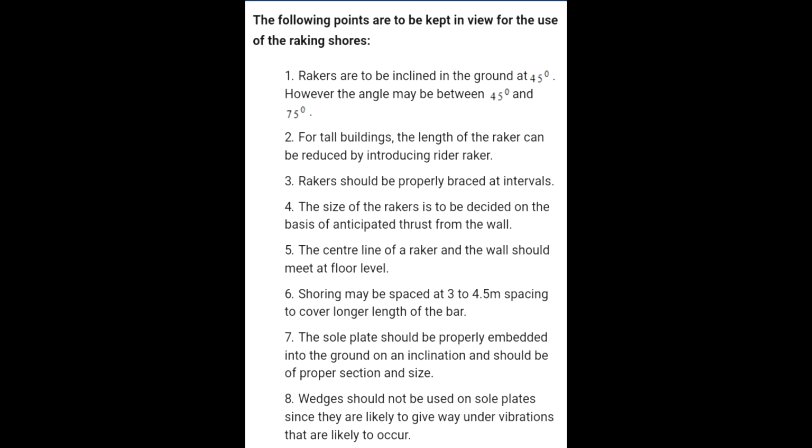For tall buildings, the length of the raker can be reduced by introducing a rider raker. Rakers should be properly braced at intervals. The size of the raker is to be decided on the basis of the anticipated thrust from the wall. The center line of a raker and the wall should meet at floor level. Shoring may be spaced at 3 to 4.5 meters to cover a longer length of the wall.